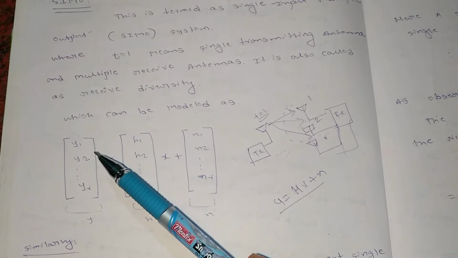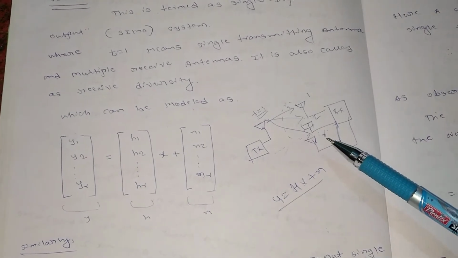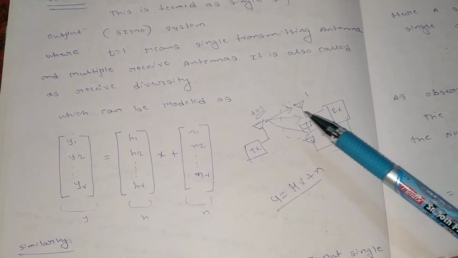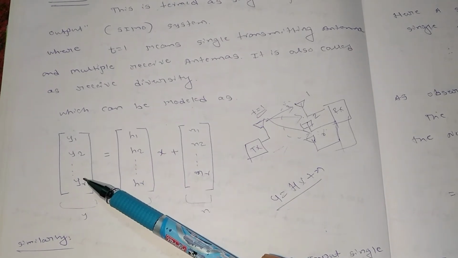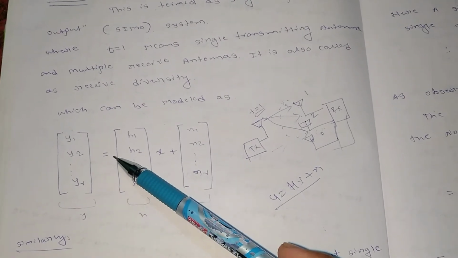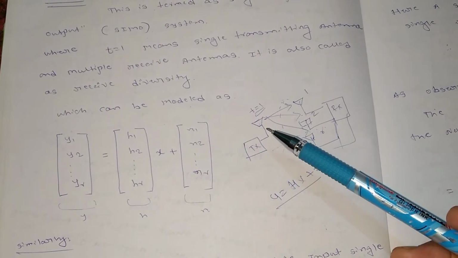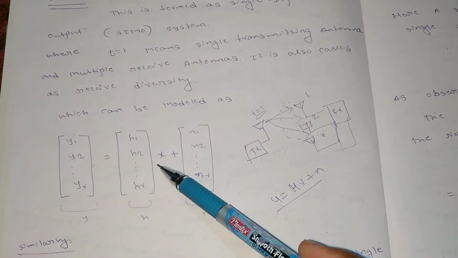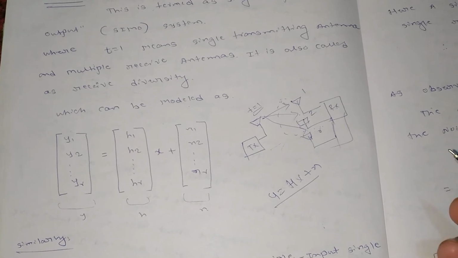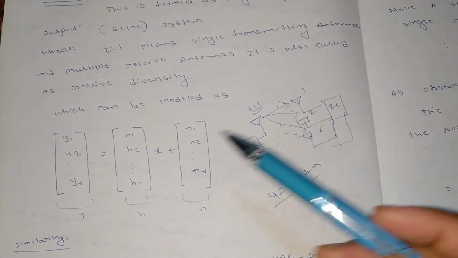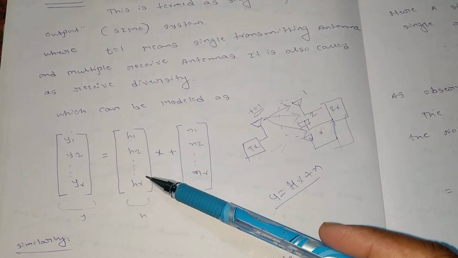I can represent them with the help of these equations y1, y2 up to yR, because I am having R number of received signals. So I will be having a vector of R components here. That's why I have written y1, y2 up to yR, the received components, which will be equal to the transmitted signal. I have only one transmitted signal because only one transmitter is there, and it will be multiplied with the channel coefficients. If it is a Rayleigh fading channel, and normally all the channels are Rayleigh fading channels, it will have a channel matrix in terms of channel coefficients, that is h1, h2 up to hR.